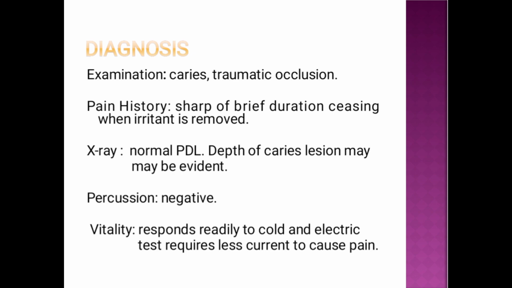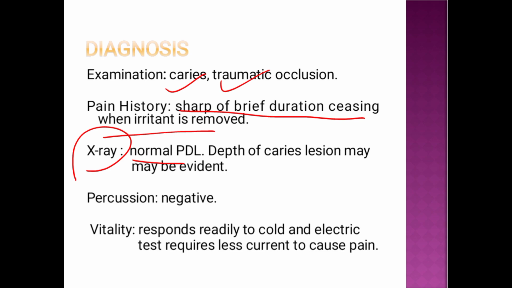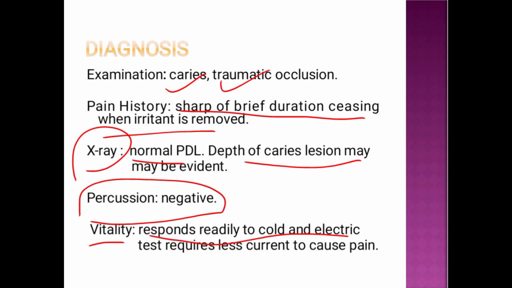Diagnosis: first you will do the examination. When the patient comes to the clinic, we will do a physical examination and an intraoral examination, looking for caries, traumatic occlusion, and taking the history of pain and how it is stimulated. Then you will take an X-ray, normal periapex or the caries. Percussion is very important, done with the handle of the mouth mirror. Vitality: responds readily to cold, or to electric pulp testing with less current to cause pain.